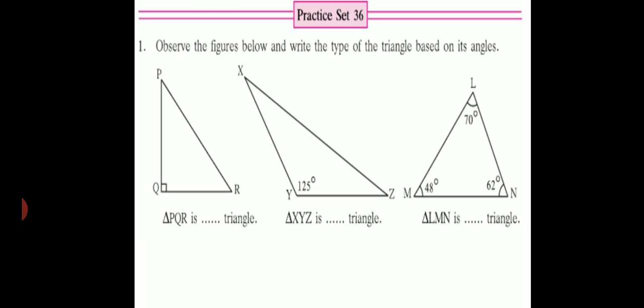So if you have a look here, in all three triangles, whether it is the first triangle PQR, second triangle XYZ, or the third triangle LMN, they have given you some measurement or some hint. With that hint, you have to conclude in the form of one simple sentence: triangle PQR is a dash triangle, triangle XYZ is a dash triangle, and triangle LMN is a dash triangle. Now this I leave up to you, because I want you to think and answer this particular question number 1 of practice set 36.